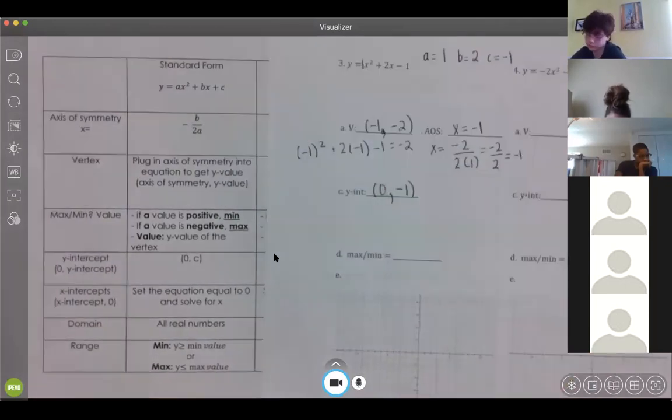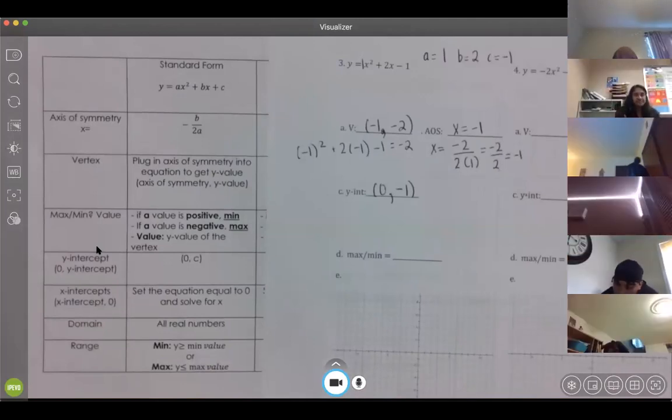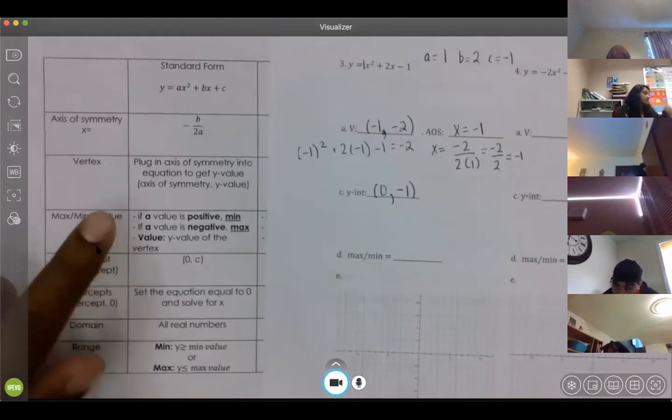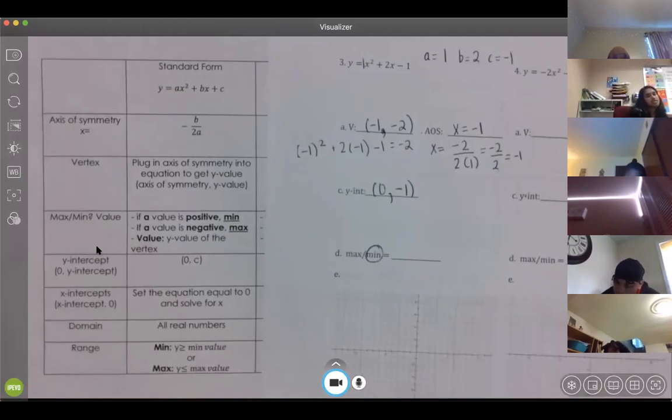Do I have a maximum or do I have a minimum? What do you think, Imani? You have a minimum. Uh-huh, and how did you know that? Mainly because it's a -1. No, remember your minimum is dependent on your a value. So your a value was +1. So if a is positive, you have a minimum. Does that make sense? Oh yeah.